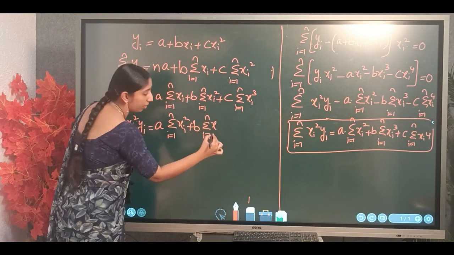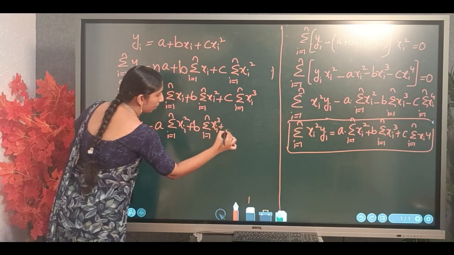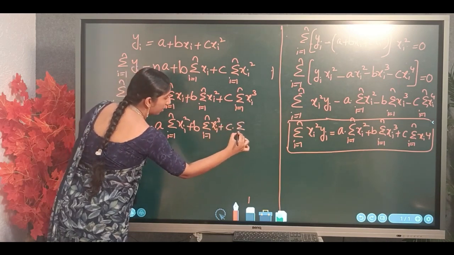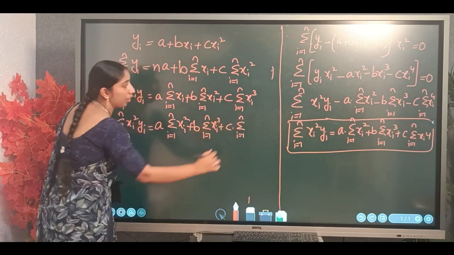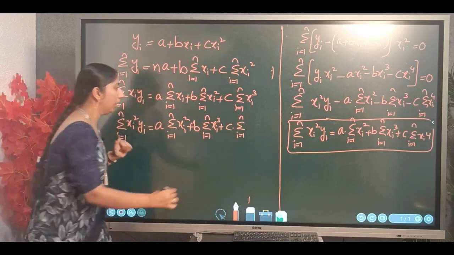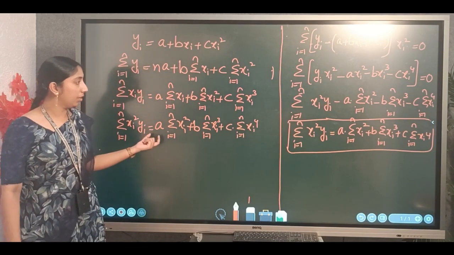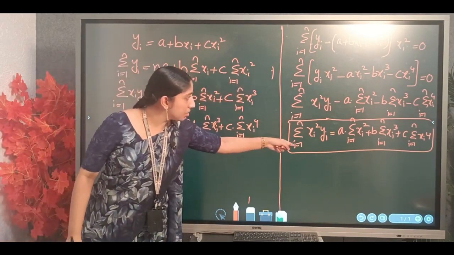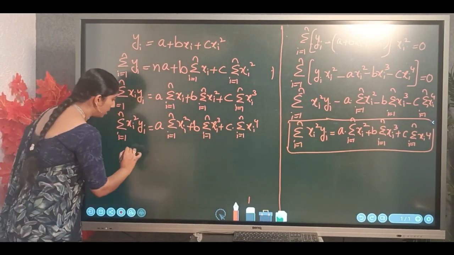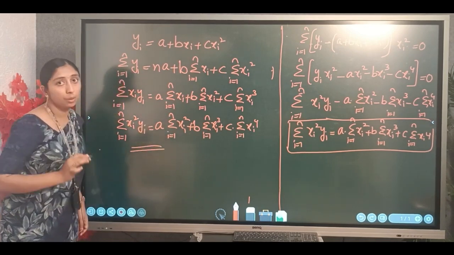Already xi square is there, xi cube plus c into summation i is equal to 1 to n. Already xi cube is there; I am multiplying with xi. What will I get? xi power 4. This equation we will get when dou s by dou c is equal to 0. So these are the normal equations for a parabola.